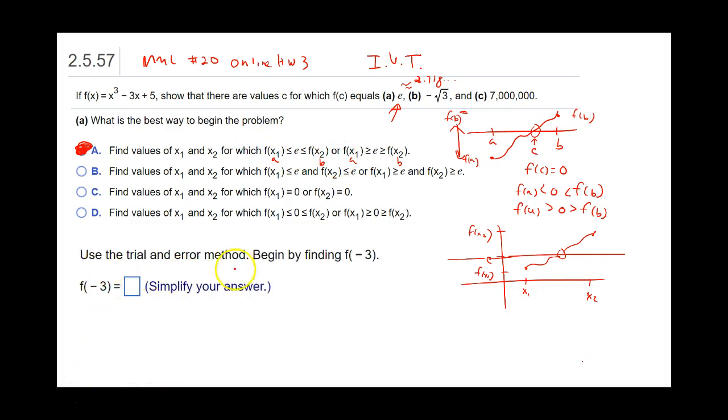So then they have us do trial and error, picking some x's. The function is x cubed minus 3x plus 5. So take a negative 3 and cube it, and then take away 3 times a negative 3 and add on 5. That'll be a negative 27 plus a 9 plus a 5, 14 positive, and negative 27, that's going to be a negative 13.